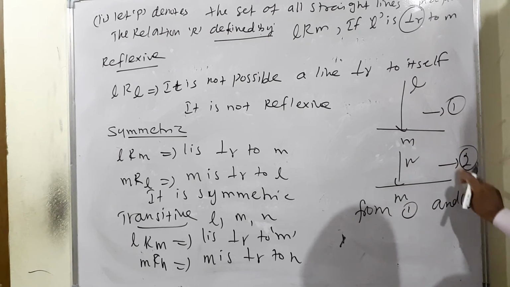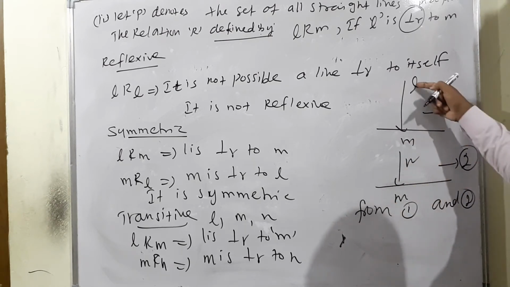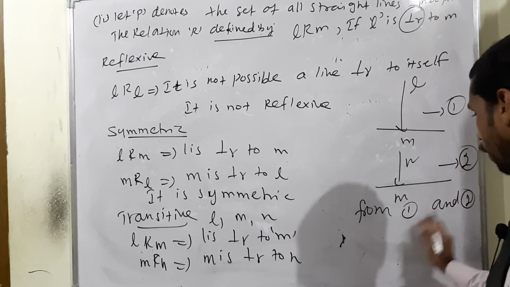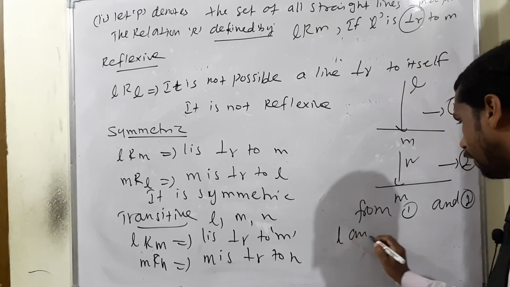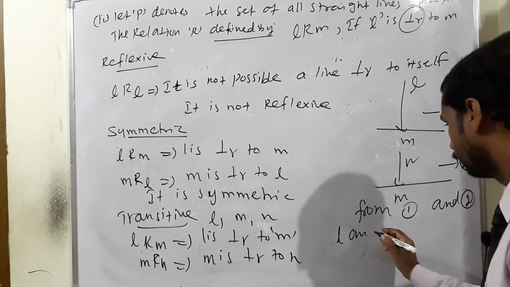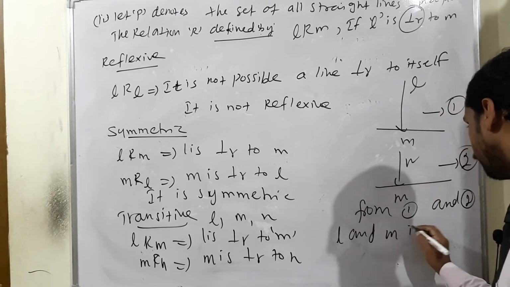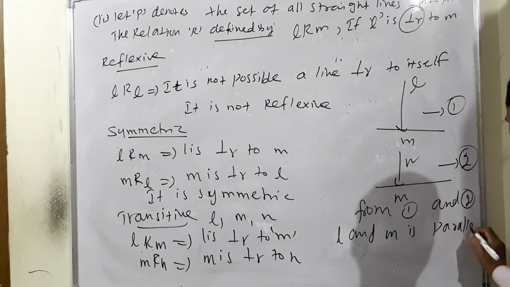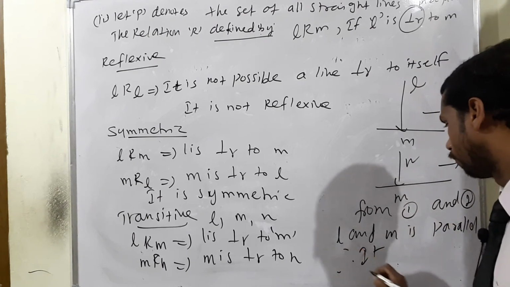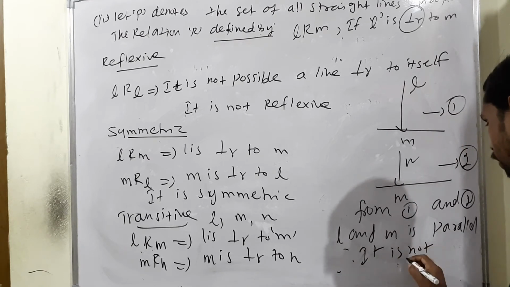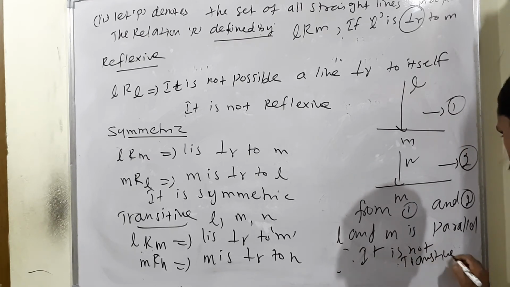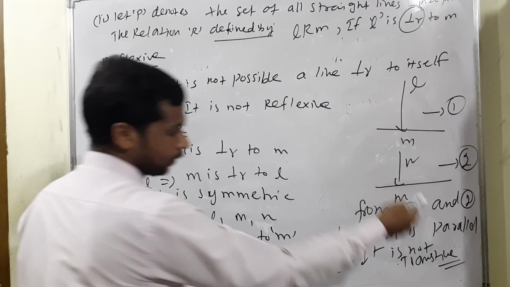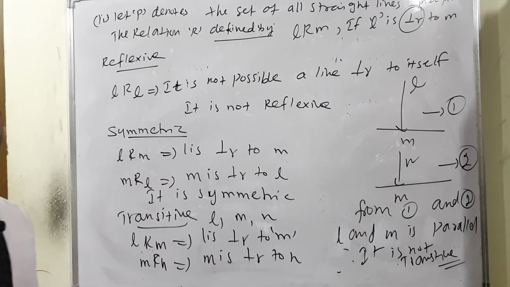From 1 and 2, look very clearly. From 1 and 2, L and N are parallel, no? Comparing from 1 and 2, L and N are parallel. It's parallel. Therefore it is not transitive. Therefore here two conditions are not satisfied, isn't it? Reflexive is also not satisfied. At the same time, transitive is also not satisfied.